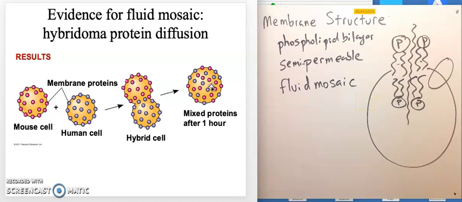Now, this hybridoma is not going to be able to replicate. You can't make human-mouse hybrids this way, but we can do it to study the behavior of cells and cell membranes. Initially when the cells are fused, the mouse proteins are on one side and the human proteins are on the other side. But after less than an hour or so, the proteins have scattered all over the place. They're not restricted to one side or the other side of the cell.